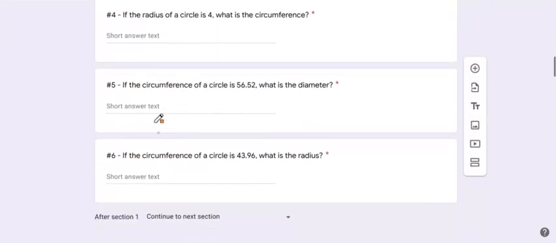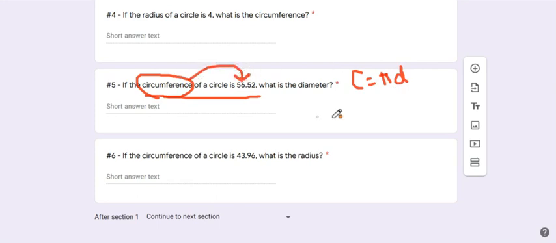Now, in numbers 5 and 6, I am told the circumference, and I am asked for either the diameter or the radius. So it's very important that if you're given circumference, again, write down the circumference formula. C equals pi times diameter. Then I'm going to plug in what I know. I know C now. C is this, 56.52. So I plug that in for C, 56.52. I bring my equal sign down. Do you know what pi is? Yep, it's 3.14. So I plug that in for pi.